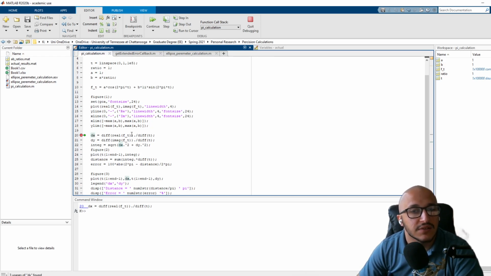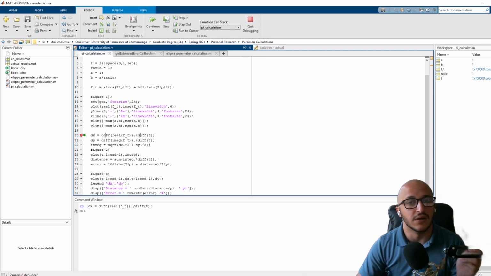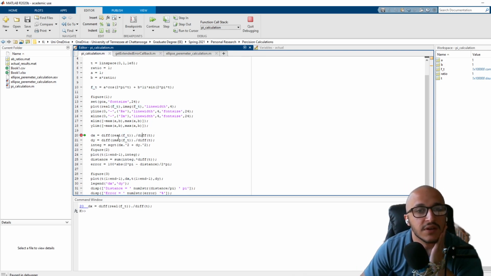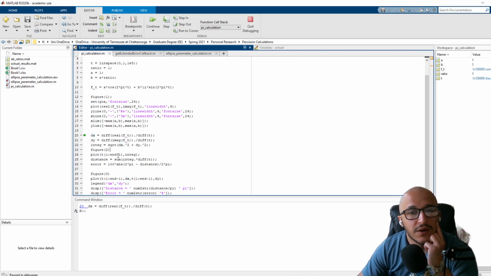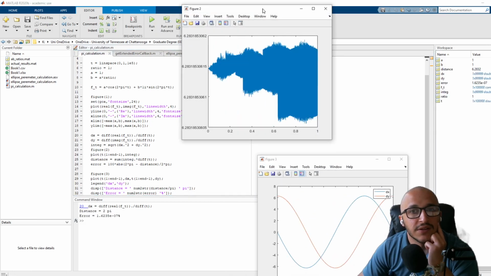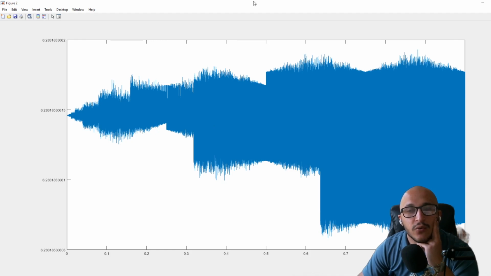Okay, so then we say dx over dt, and dy over dt. And then we set up the integrand, the square root of dx squared plus dy squared. We can plot the integrand to see what we're actually integrating. If we plot that integrand for a and b being equal, for a ratio of 1, this is what it looks like. It's pretty close to 2 pi, pretty close to 1 if we see the difference there.